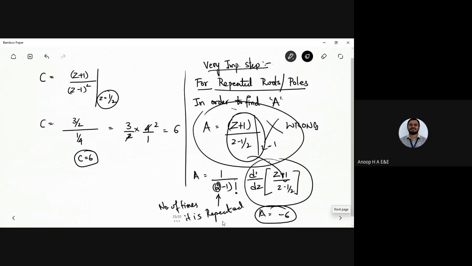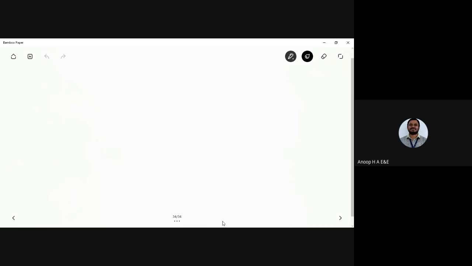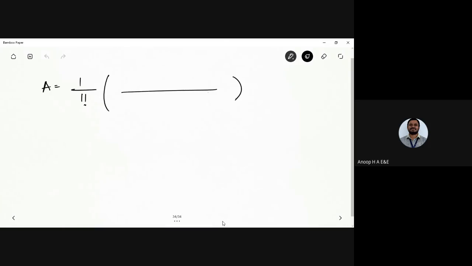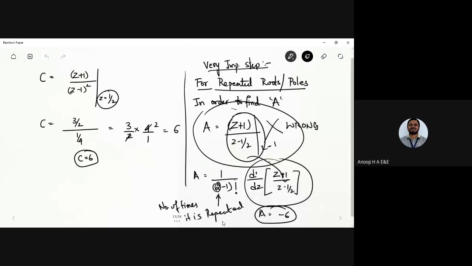A, that is 1 divided by 1 factorial, d by dz, isn't it? d by dz of this function, whatever I have written, (z plus 1) divided by (z minus 1/2), the whole squared. So what is here? (z minus 1/2), this is z plus 1 over here. So if I differentiate it, it's 1 minus (z plus 1) into 1 again.